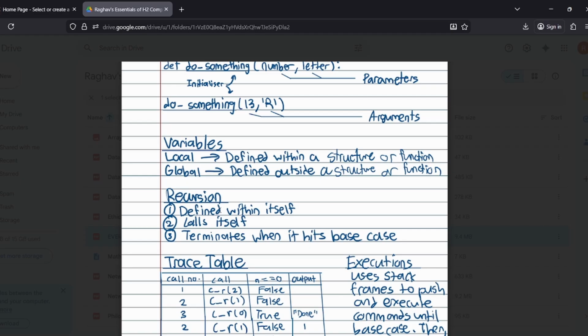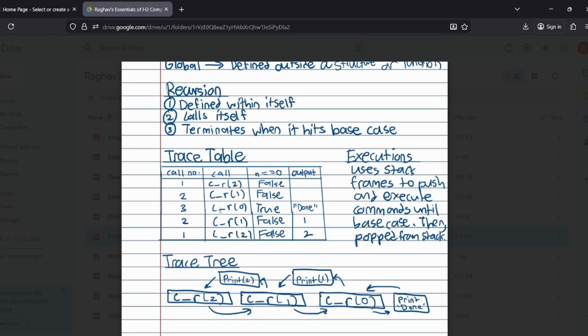So then, recursion. Recursion has 3 principles, and you must memorize this because people love testing this. It's defined within itself, it calls itself, and it terminates when it hits the base case. You might be wondering, doesn't this overlap with each other a bit? Yes, it does, just deal with it. I want marks, you want marks, let's get this over and done with.